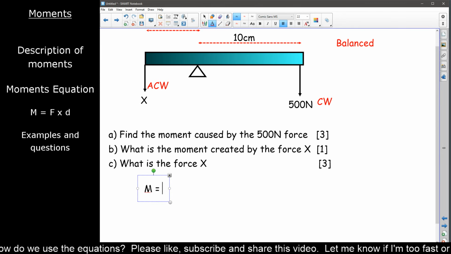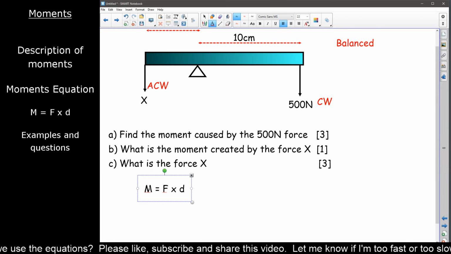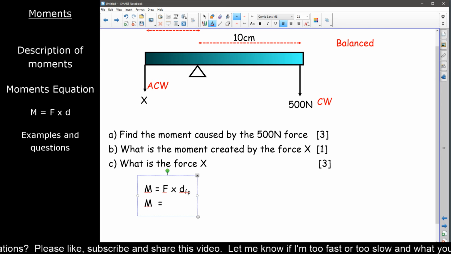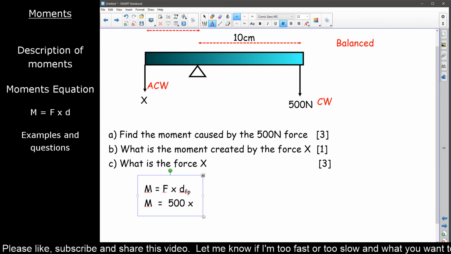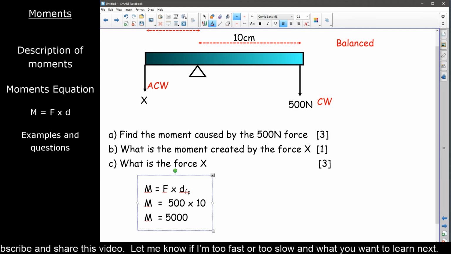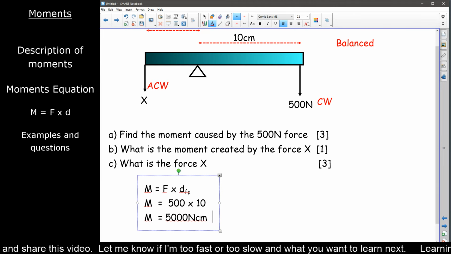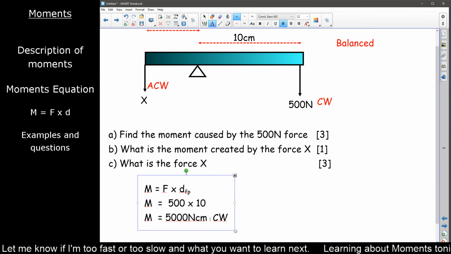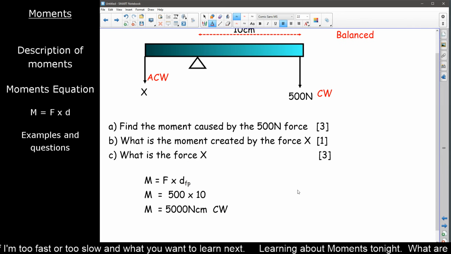So moment equals force times distance from pivot. Moment equals my force again, 500, times the distance from the pivot, which is 10. So my moment equals 5,000 Newton centimeters clockwise. 3 marks in the bag, 1 for that, 1 for that, 1 for that. I would have probably given you the Newton centimeters, so you wouldn't get the mark for the unit.